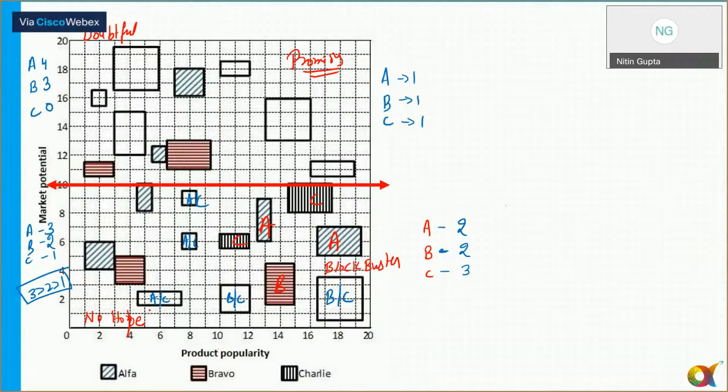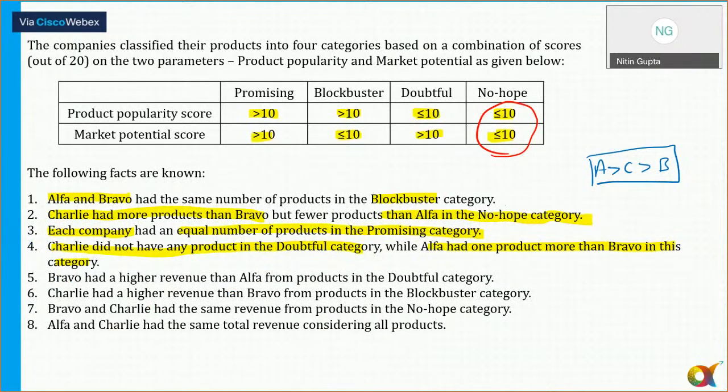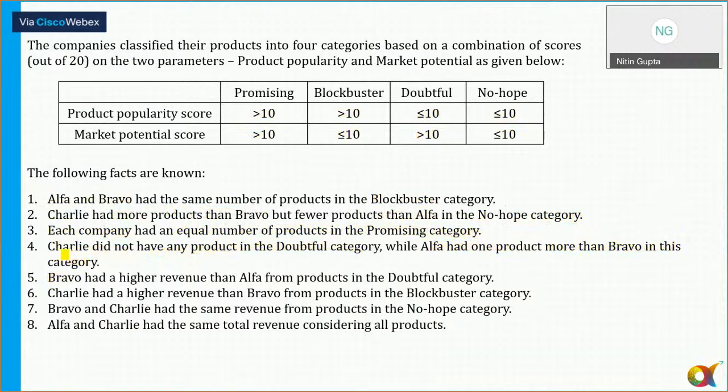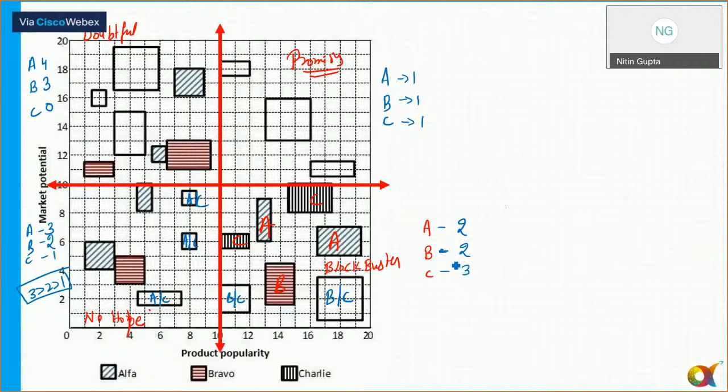Okay. Now, come to the 5th point. 5th point says Bravo had a higher revenue than Alpha. It means the area of Bravo is more than Alpha in the doubtful category. So let's move to the doubtful category here and let's consider Bravo and Alpha. In the doubtful category, the area represents the revenue. So the area of the Bravo has to be greater than that of the Alpha.